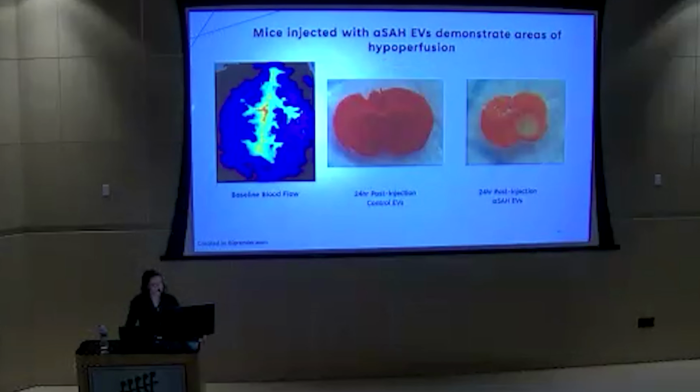Then looking at TTC, which can show areas of infarction, the brain with the control healthy patient EVs looks normal, but with aneurysm EVs, we get this massive infarction. These are ongoing studies. This is pretty preliminary data, but we're going to be working on these studies in the coming months. Yeah, for someone with an aneurysm, don't do it.